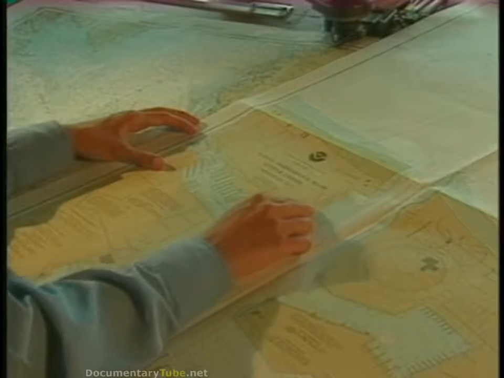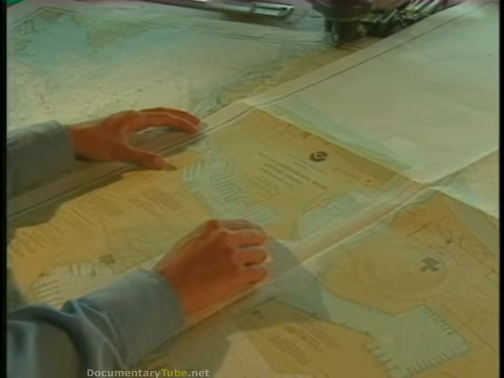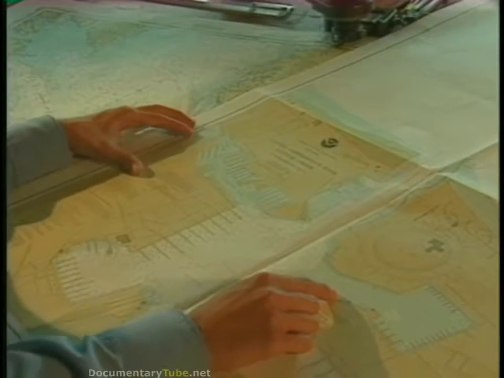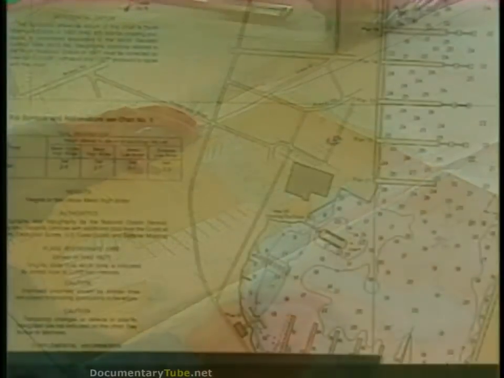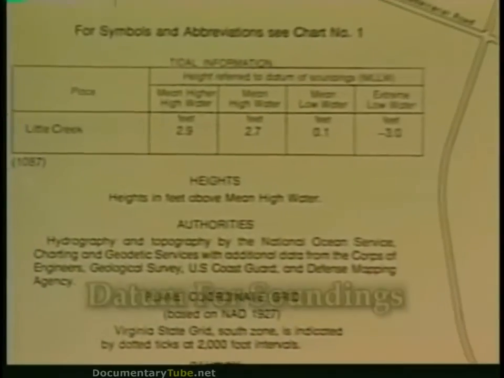On a harbor chart, this includes the title of the chart. This title block information is placed where it does not interfere with other information. It will include information about title, date of surveys, and datum for soundings.